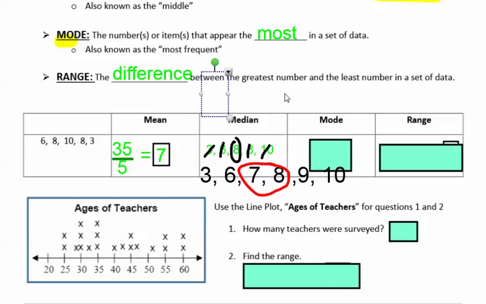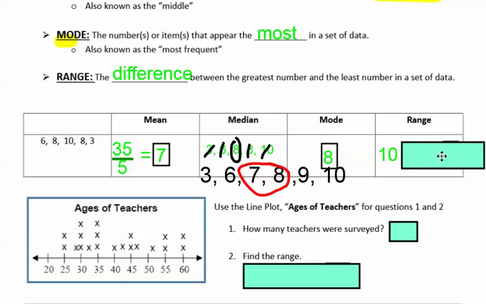All right, the mode. Remember, the mode is the number that we see the most. The number that we see the most here is going to be 8. So our mode in this set of data is 8. And last, the range. Again, the range is our biggest number minus our smallest number. Our biggest number is 10, and we subtract the smallest number. So our range here is going to be 7.